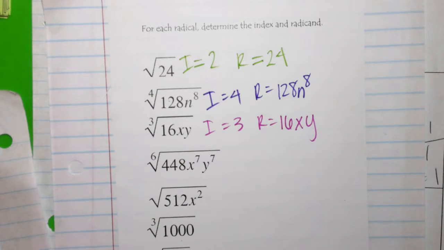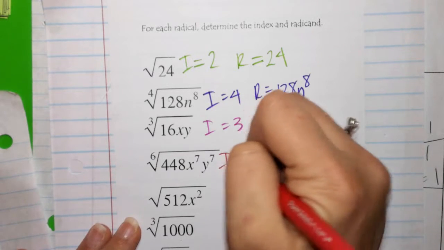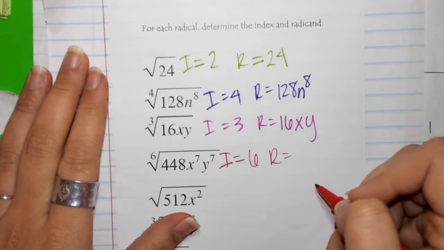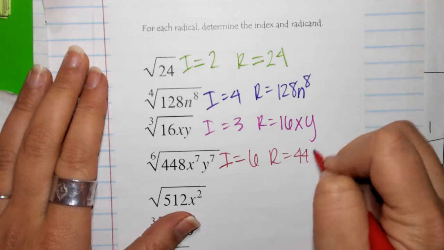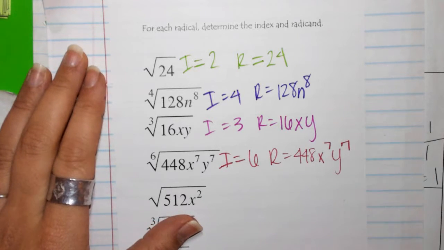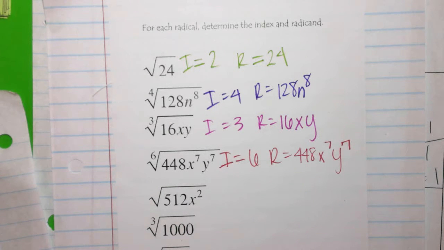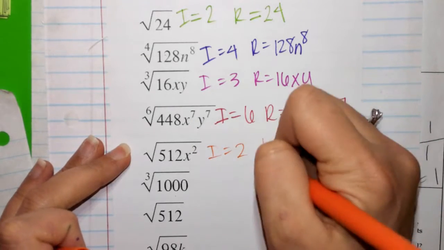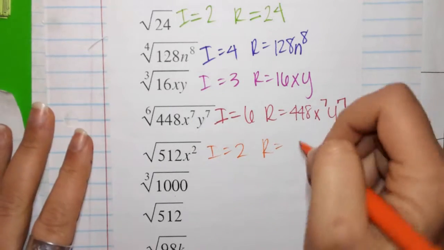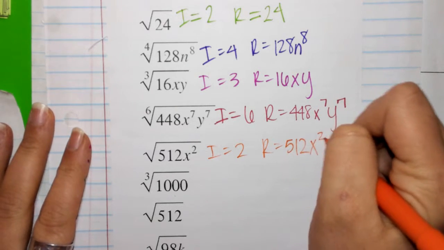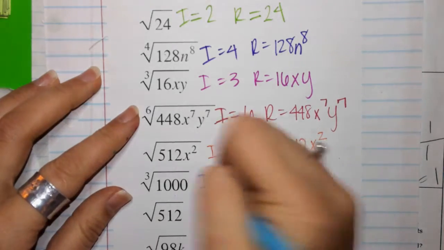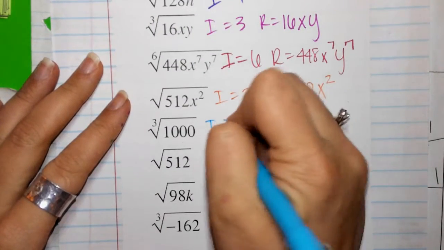All right, Ravenclaw, what is the index for our next one? 6. And what's our radicand? 488 x to the 7th power. Awesome. Take a point for your team. Beauxbatons, what is the index for the next one? 2. And the radicand? 512 x to the 2 power. X squared. Awesome. And Durmstrang, what is the index for the next one? That's the one with 3. And then radicand 1.